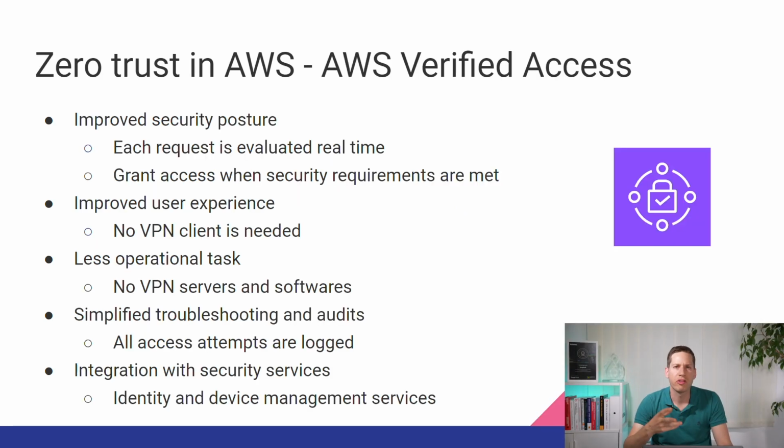So how does zero trust come into AWS, and what is Verified Access? Verified Access is going to help you improve the security posture of your applications and make a step towards zero trust. Each and every request is going to be evaluated and verified by Verified Access, and you can have your application hosted in a VPC in a private subnet.